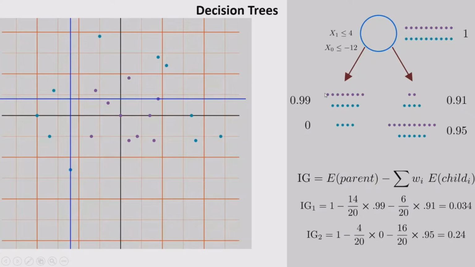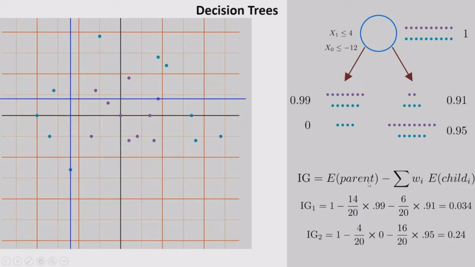See, the weight of this population is 14. Out of what is the total population? 20. So 14 out of 20 is the weight of this set, and accordingly, 6 out of 20 is the weight of this set. You take the weights, multiply them with the entropy values, add them, and subtract this summation from the parent node entropy, which in this case is 1. Then what you get is information gain. Clear so far? Is this formula understandable, what we did here?